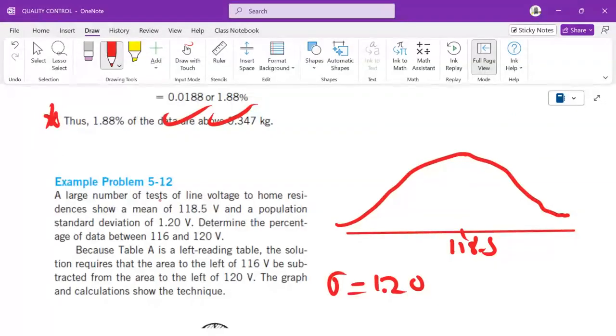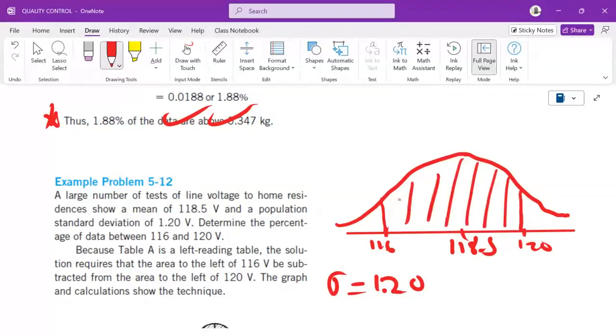Then they want to know, determine the percentage of data between 116 and 120. You come here and do this, and you do that. And now you see, I want 3 marks here. Yeah, I want 3 marks there. We have 5 already.